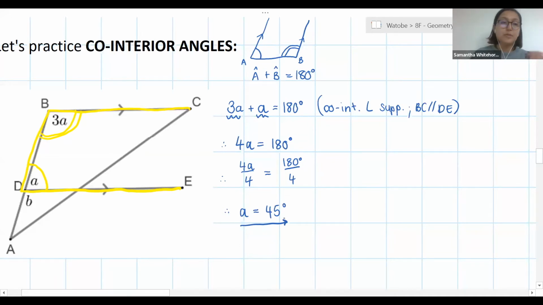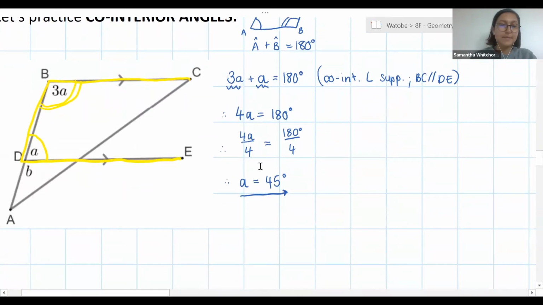Now remember, you don't have to put reasons for every single step as long as it continues from itself. This reason applies to all of these steps over here. So just remember, give the reason with your main statement, and then you can solve using that reason. Right, now obviously, we still have to go and look for B. Just a reminder, what I have done to find A is I've used co-interior angles. I know that if I add 3A plus A, I must get 180 degrees.